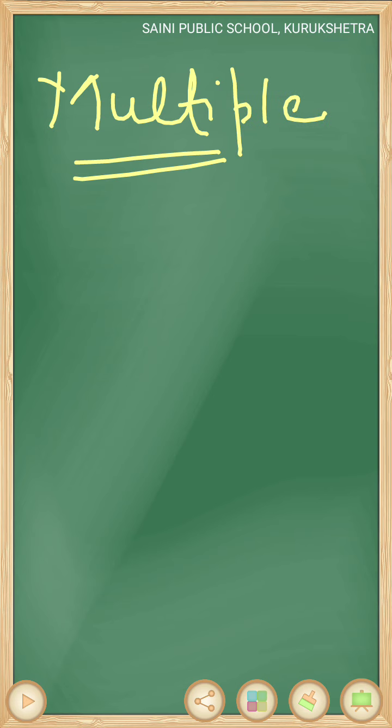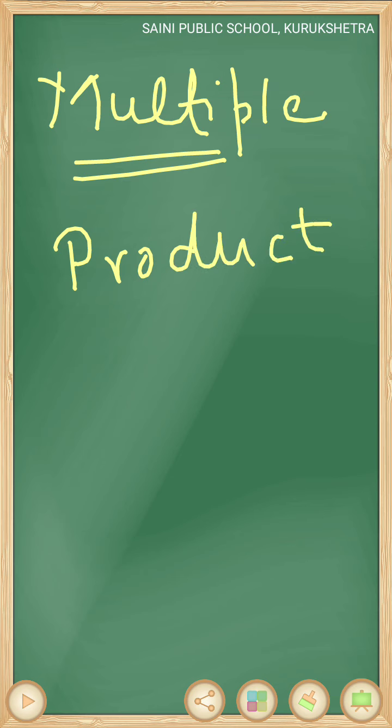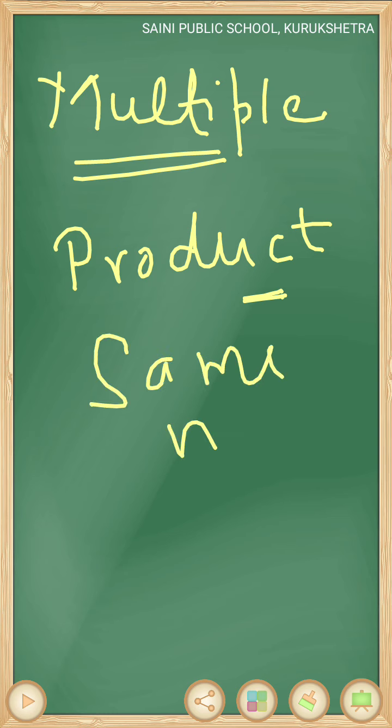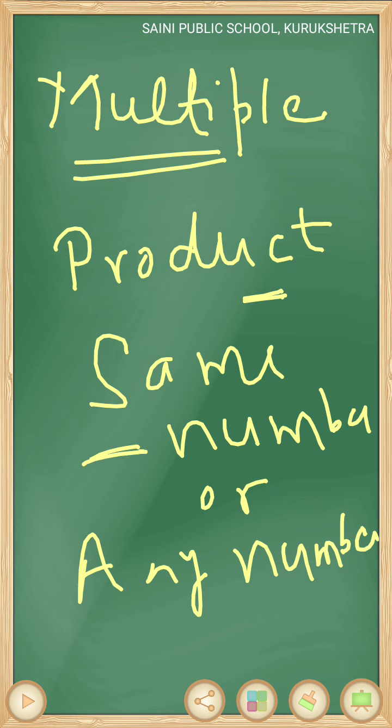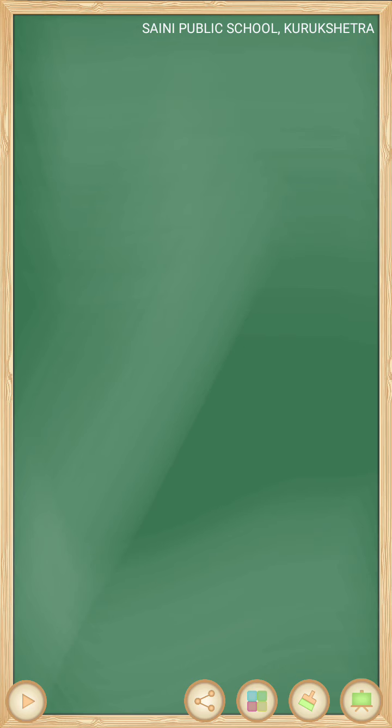A multiple is the product obtained by multiplying a number by the same number or any other number. It may be the same number or any other number. Okay, it means we can find the multiple of a number by multiplying the number with the same number or any other number. Let us discuss with the help of an example.